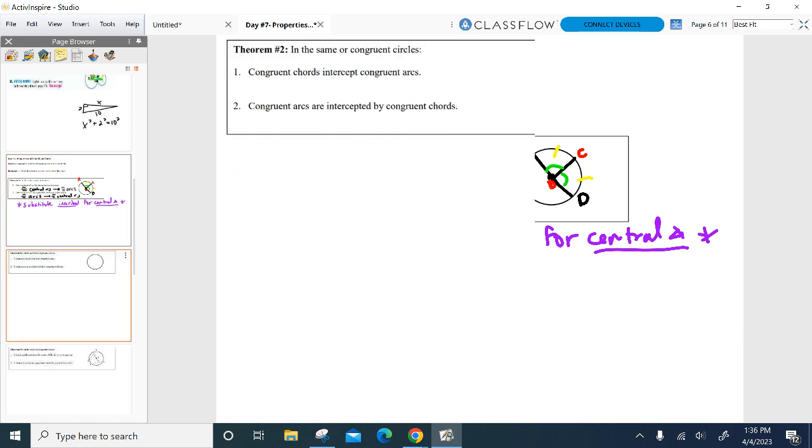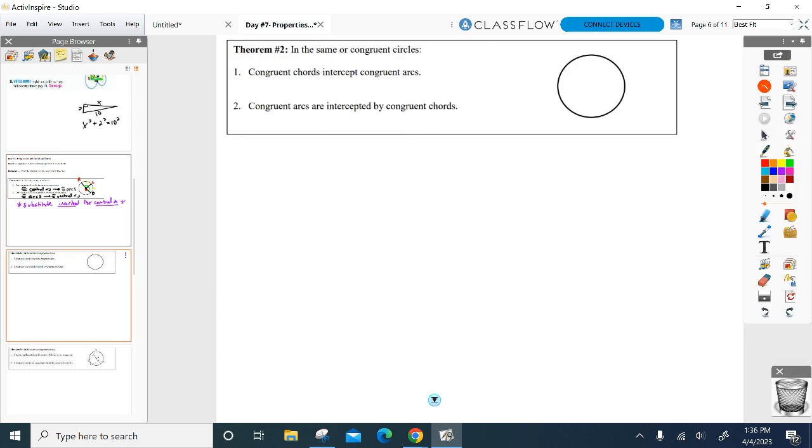Next up. Draw me a chord, please. In this next circle, draw me a chord. Label it. And then draw me a second chord that looks congruent to your first one. And heck, let's not make it look like it. Let's mark it like it is.